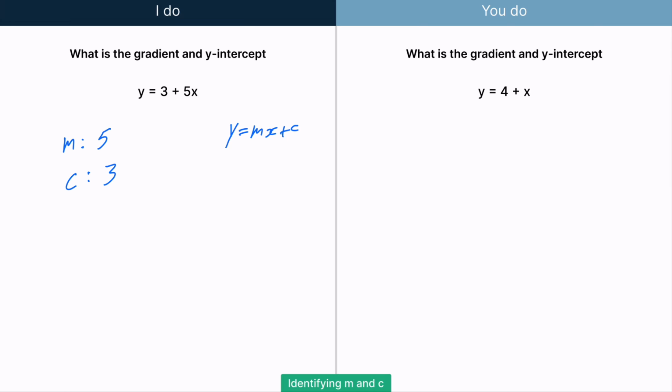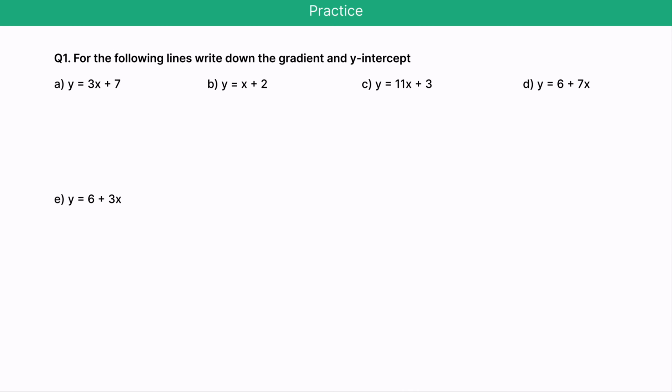So again, hopefully you've pressed pause and had a go at this. So the gradient here, there's actually an invisible 1 there. So the gradient here is 1x, so that's just going to be 1, and the y-intercept is 4. So here's some practice questions. Press pause now and have a go. Here are the answers. Mark your work.